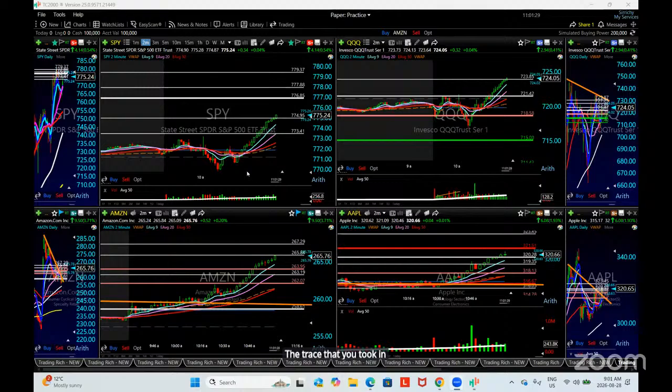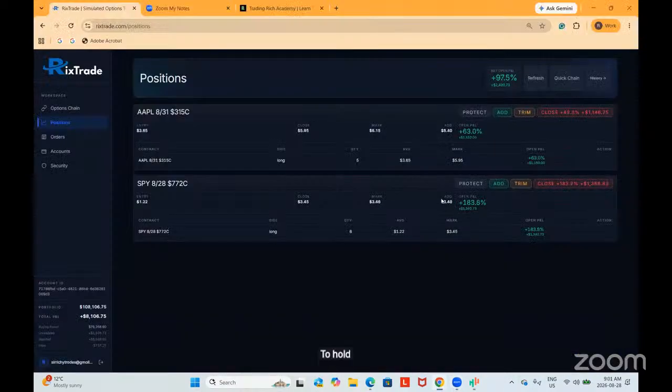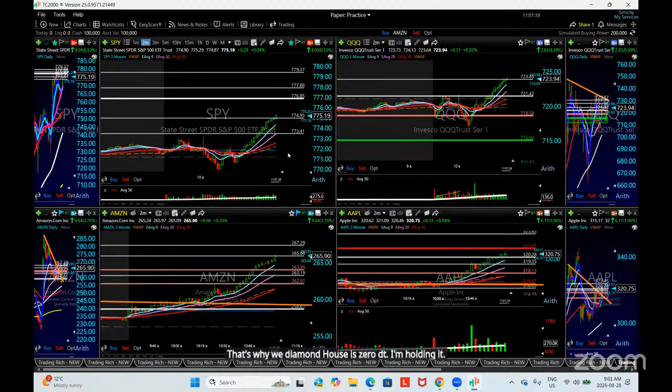I'm still holding SPY. Still holding SPY. Look at it. SPY with diamond hands. This is 0DTE. I'm holding it. All right, nice one.